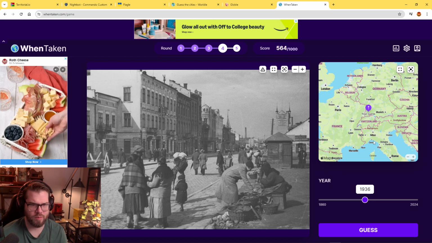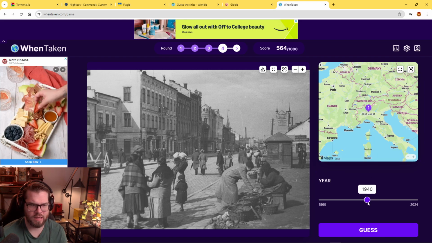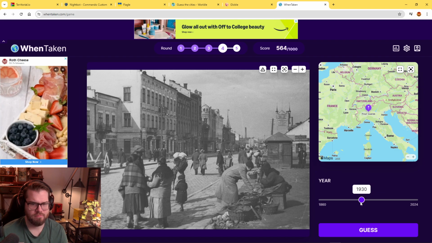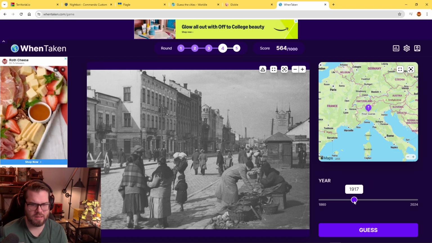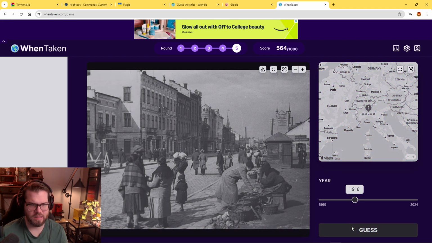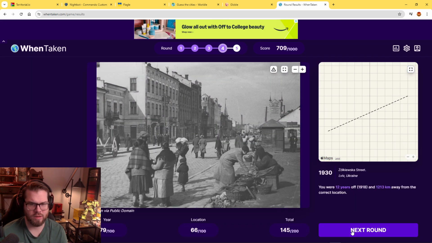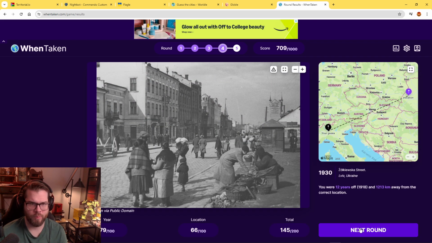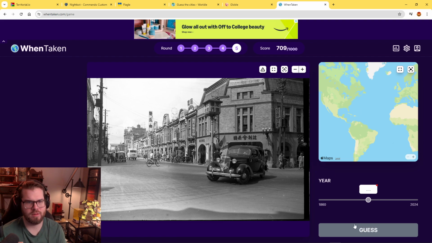I'm hedging my bets and I'm throwing Italy out there. I'm saying this is 1918. 1930. That's Ukraine. Okay, 145. Not the best. Not happy with it.